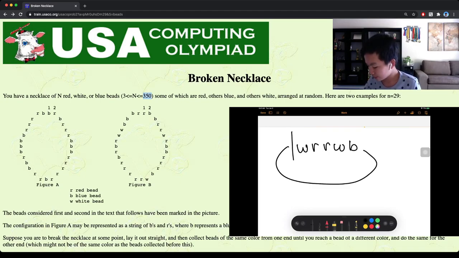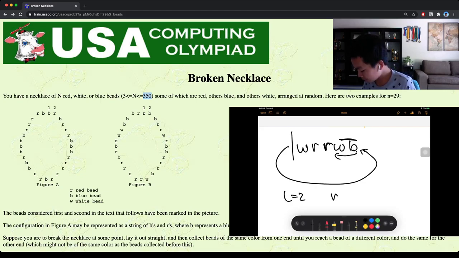Then you would start from the back, because the first character and the last character, or the first bead and the last bead, are basically connected. To calculate the left one, you would start off here and loop through it until you reach a character that is red, since the first character is blue. Then you would calculate it of length 2. Your left would be equal to 2.